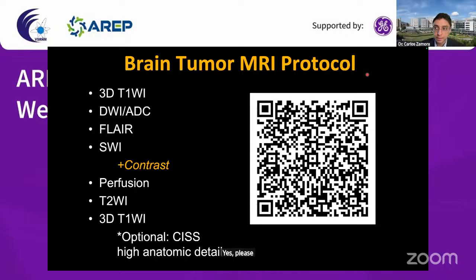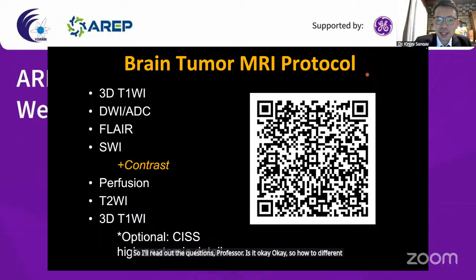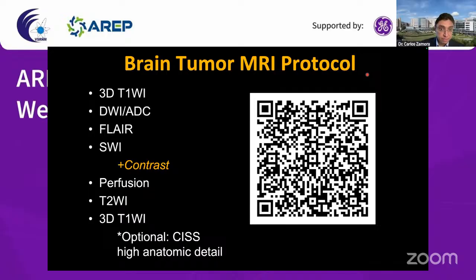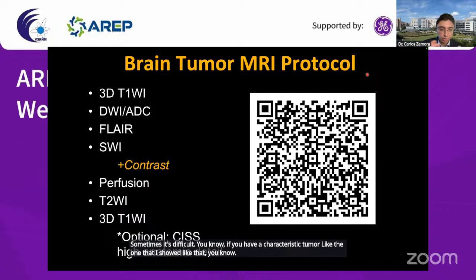Okay. So how to differentiate solitary metastasis from glioblastoma? Sometimes it's difficult. If you have a characteristic tumor, like the one that I showed, like that butterfly glioma that goes over the corpus callosum, that, you see SWI, you have bars and dots on SWI, like it's very characteristic, then we say this is a glioblastoma. Some of them really look like that.